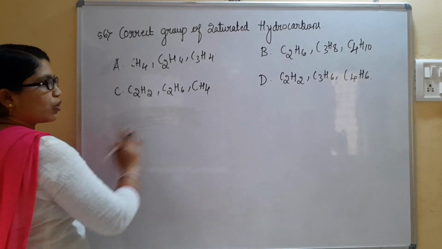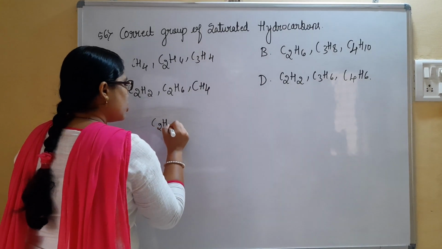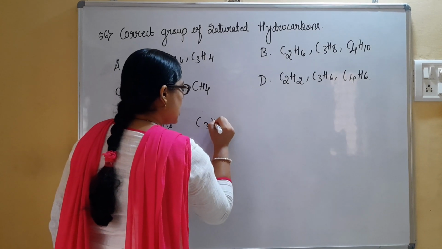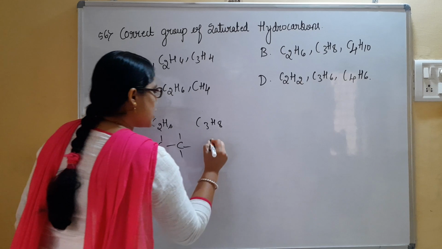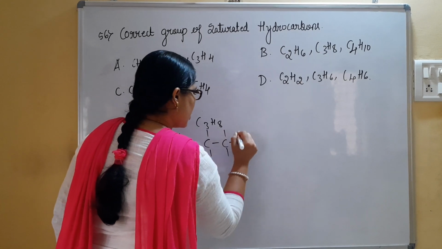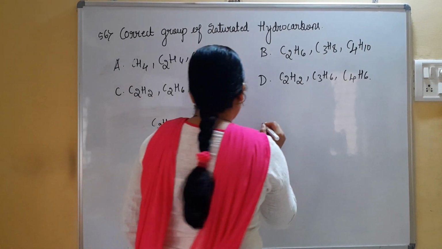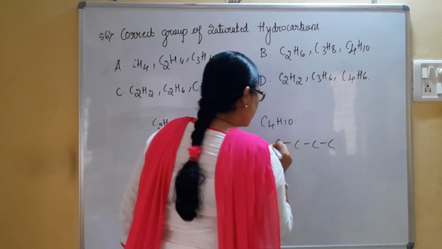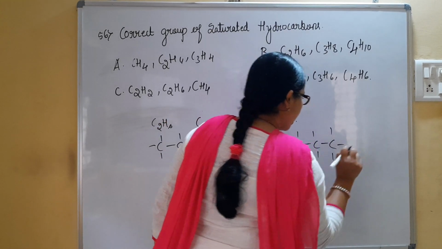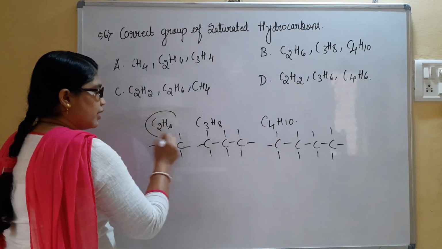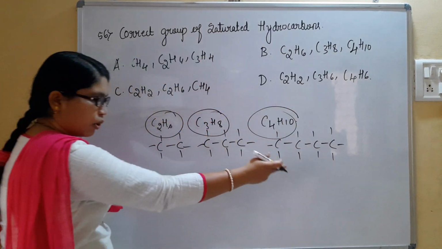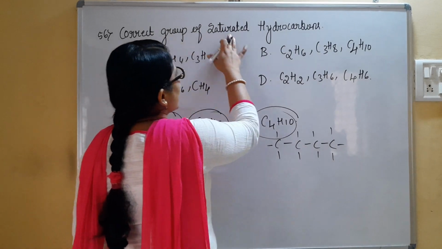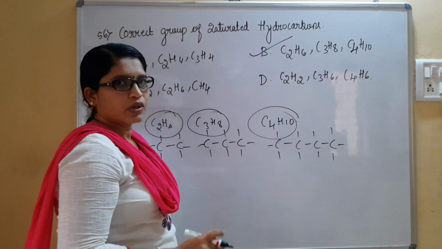So we have to find out the correct option. Coming to the next one, C2H6. Yes, the first member is correct. Coming to the next, C3H8: 1, 2, 3, and 1, 2, 3, 4, 5, 6, 7, 8. Fine. Then C4H10: C 1, 2, 3, 4, and H 1, 2, 3, 4, 5, 6, 7, 8, 9, 10. So all have single bonds, and these three are considered a homologous series. They possess single bonds. So definitely the correct group of saturated hydrocarbons is option B. So this is the correct one.